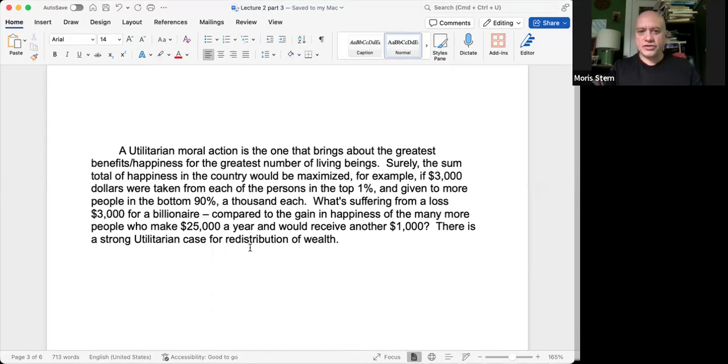A utilitarian moral action is the one that brings about the greatest benefits, happiness, for the greatest number of living beings. Surely, the sum total of happiness in the country would be maximized, for example, if $3,000 were taken from each of the persons in the top 1% and given to more people in the bottom 90%, $1,000 each. What's suffering from a loss of $3,000 for a billionaire compared to the gain in happiness of the many more people who make $25,000 a year and would receive another $1,000? There is a strong utilitarian case for redistribution of wealth.